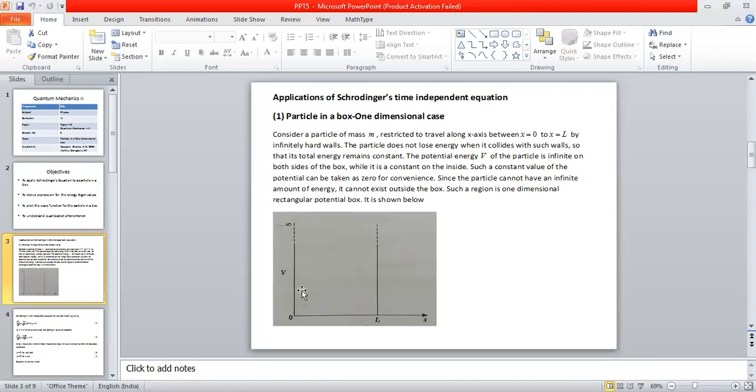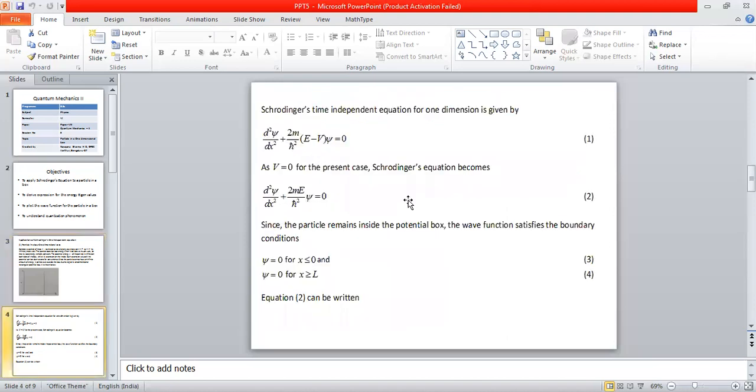That is not possible. So for our purposes, we can assume that the potential energy of the particle within this particular region is 0. This region is an example of a one-dimensional rectangular potential box. We need to understand the behavior of the particle trapped inside this region because of this one-dimensional rectangular potential box. To do this, we shall apply Schrodinger's equation for such a particle.